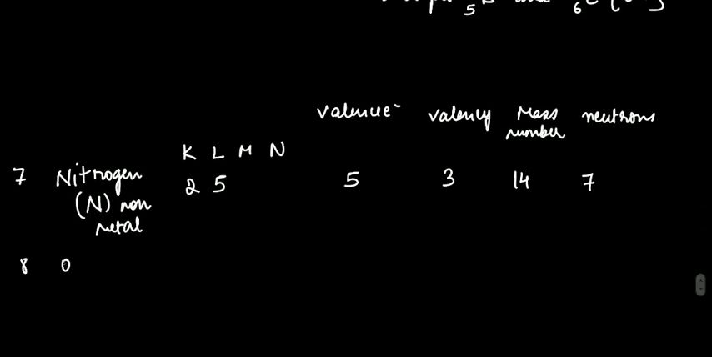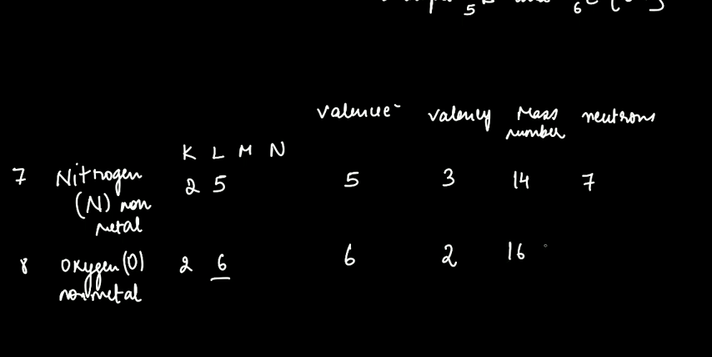Then we go to oxygen. So oxygen is a non-metal, it's a gas. So 2 and 6 configuration, 6 plus 2 is 8. 6 valence electrons, valency 8 minus 6, that is 2. Then we have 16, double the atomic number, as mass. So that is 8 neutrons.